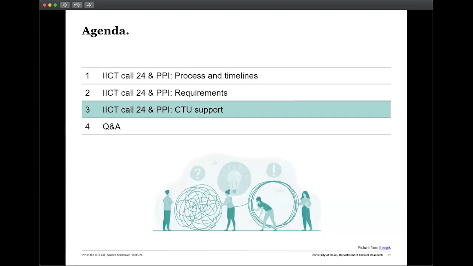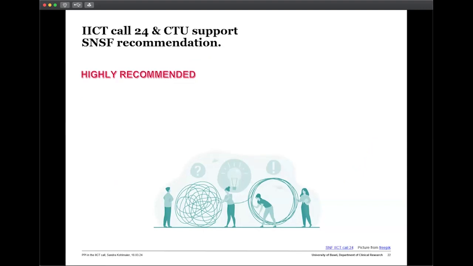So now we are coming to how you can get support from your CTU. The first thing is that the SNSF highly recommends that you use your local CTU for support, and really contact your local CTU as early as possible. You might imagine your project is not the only one. If you come last minute, it is tough for the CTU members to get everything done. So the earlier you come, the better for everybody.